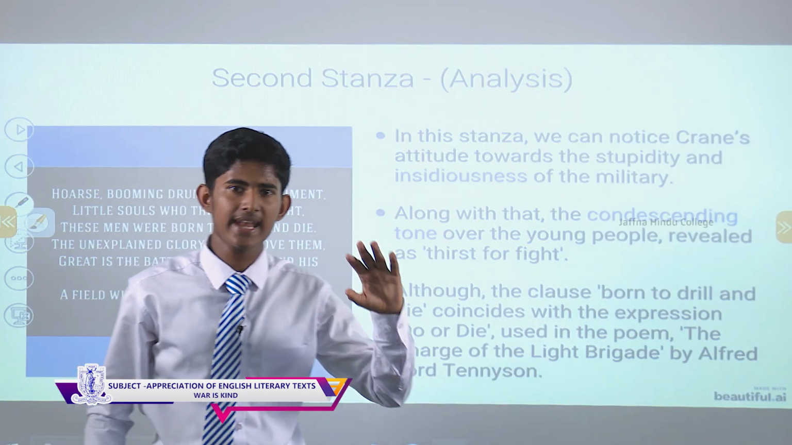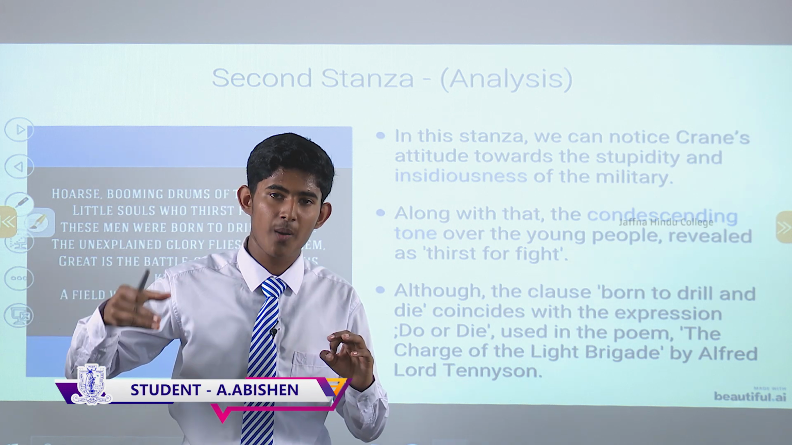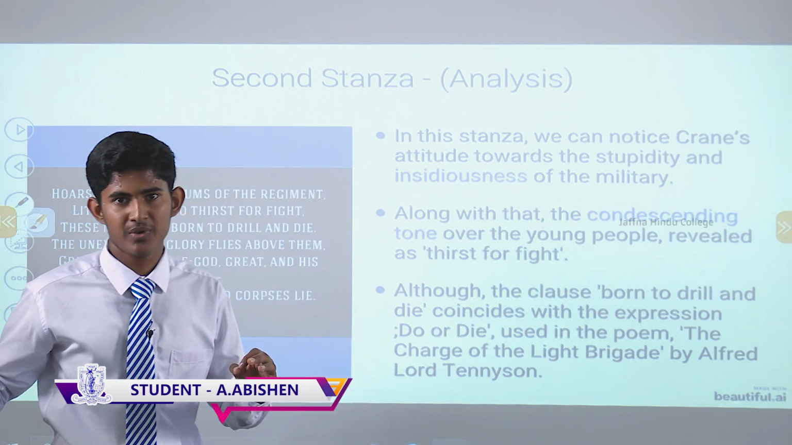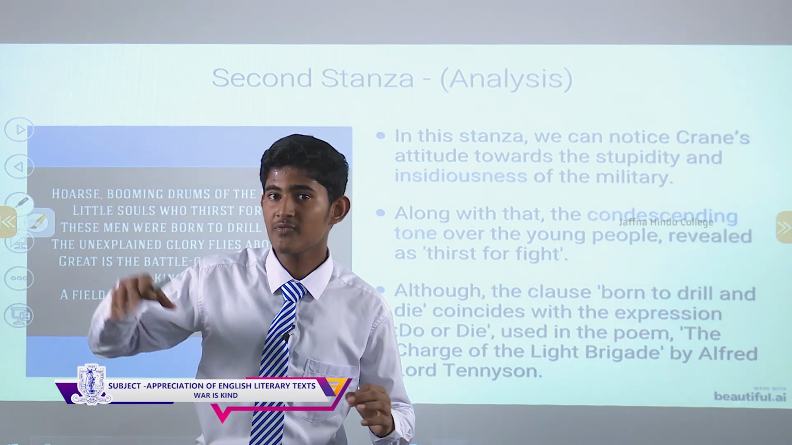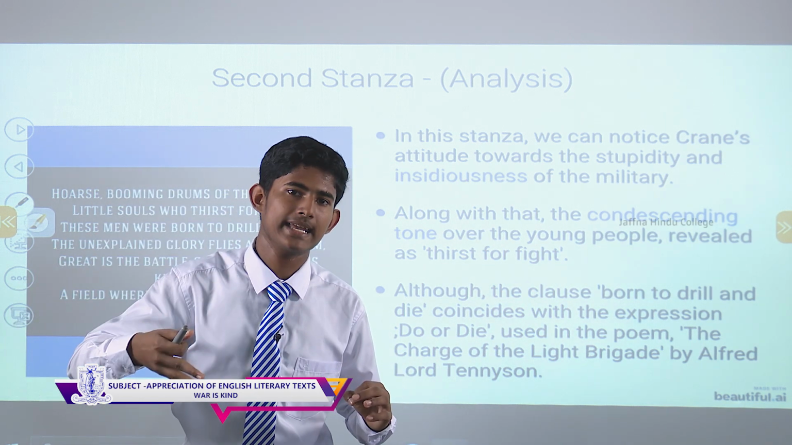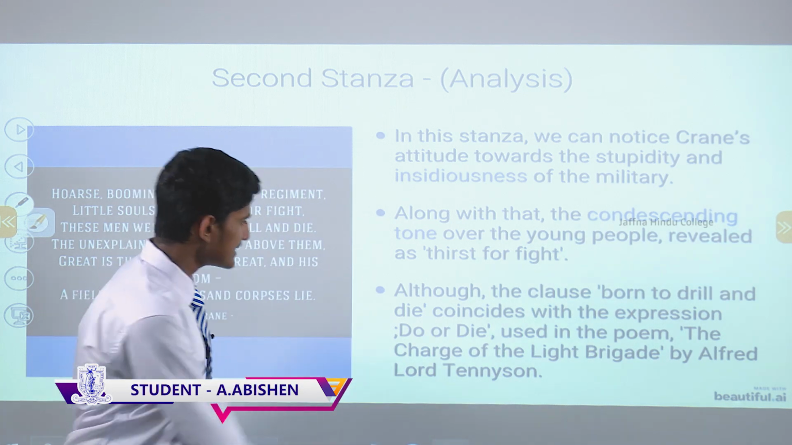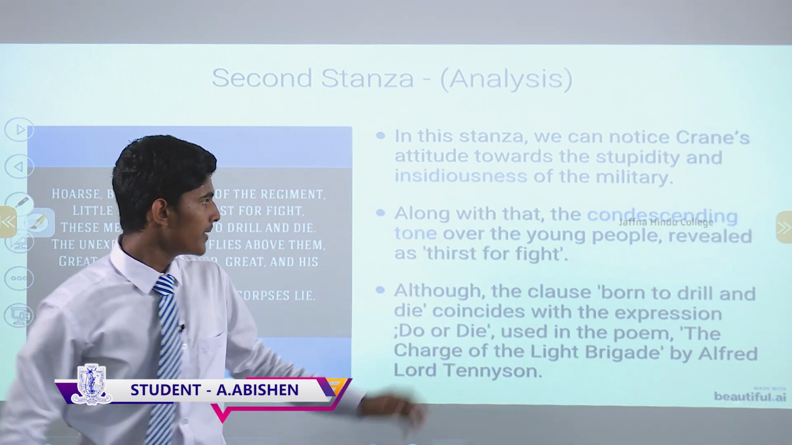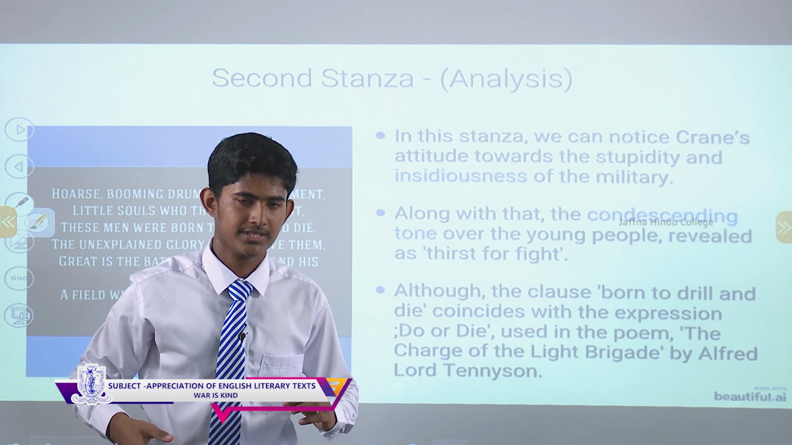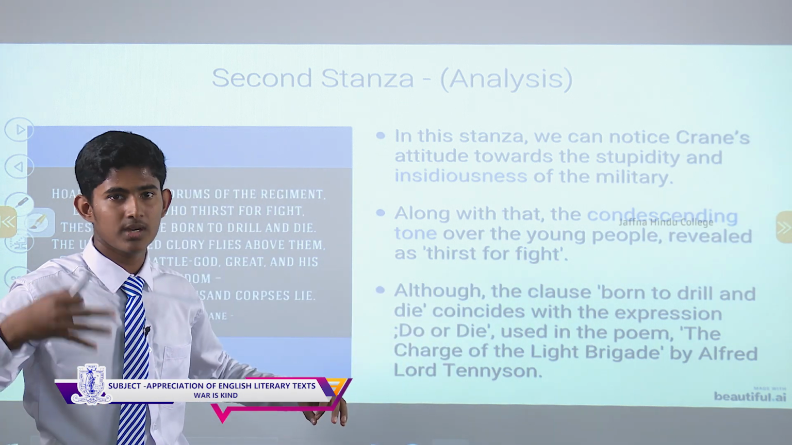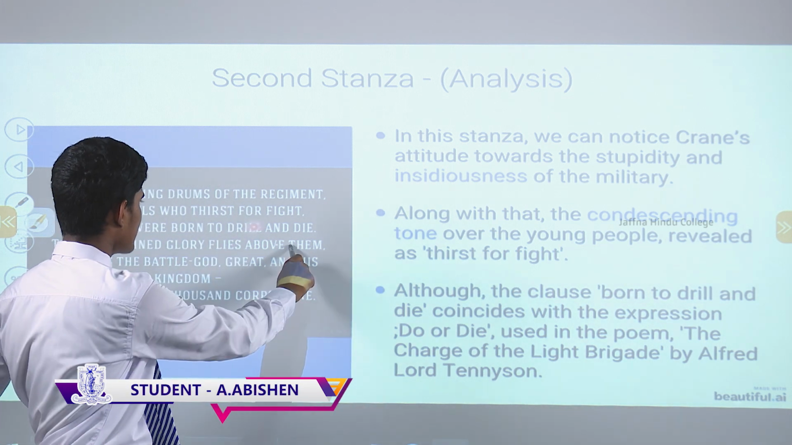The phrase drill and die coincides with the phrase do or die, which is taken from the poem The Charge of the Light Brigade, written by Alfred Lord Tennyson. I think you get the hint that Alfred Lord Tennyson, you have already studied in the grade 10 syllabus. The Eagle is also written by Alfred Lord Tennyson. This is another poem named The Charge of the Light Brigade, which also consists of the phrase do or die, which coincides with the phrase drill and die.